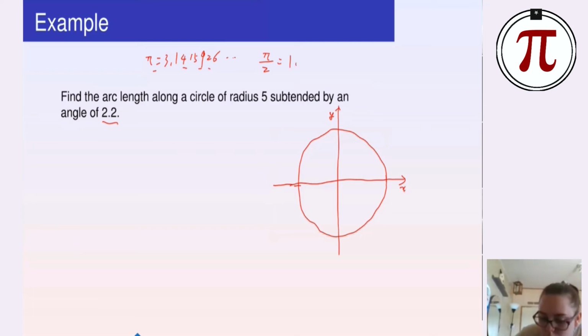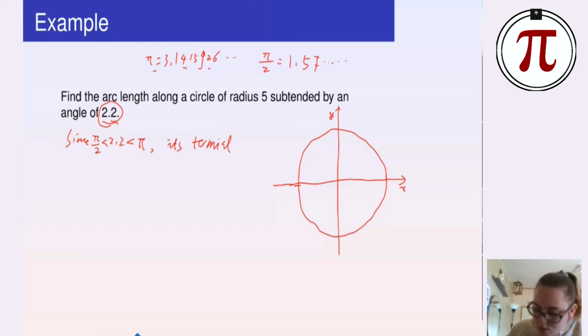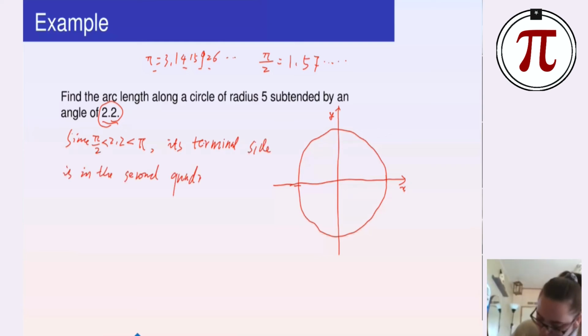Would it be in the second quadrant? Yeah. Pi over 2 is 1.57 something. Because 2.2 is greater than pi over 2 and less than pi, its terminal side is in the second quadrant. So it should be somewhere like this.